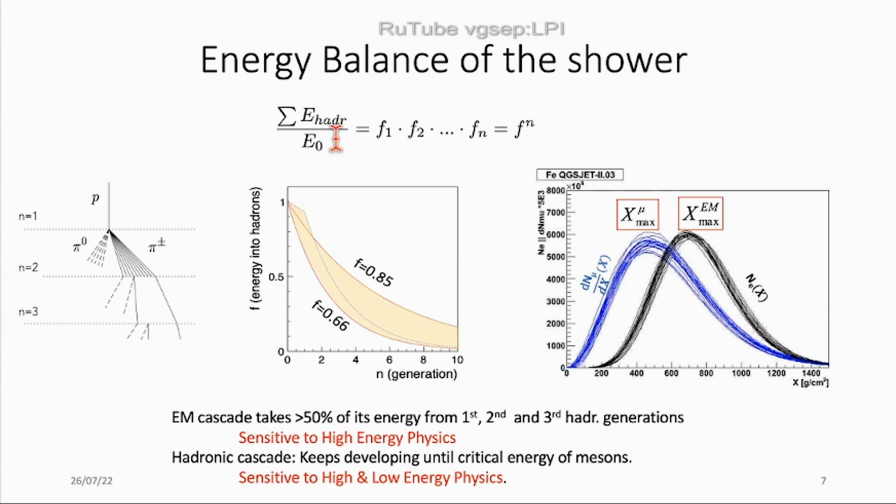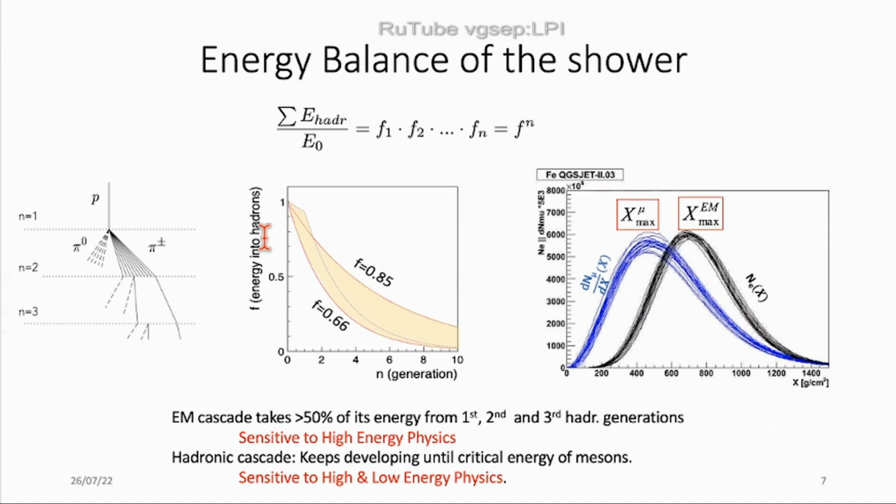And in this equation here, we can see that the fraction of energy kept in the hadronic cascade after each interaction is basically the multiplication of the fraction of this energy after each generation. So the fraction of energy after n generations is basically the multiplication of the fraction of the single generations, which is, this value is typically in between 2/3 and 3/4, more or less.